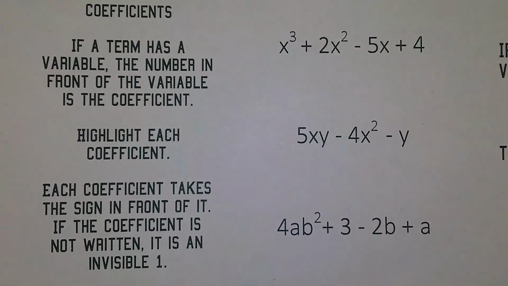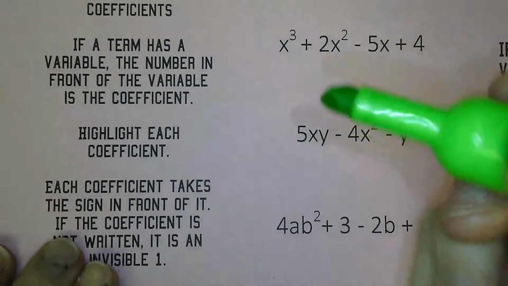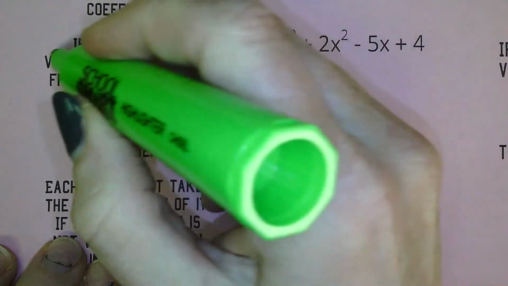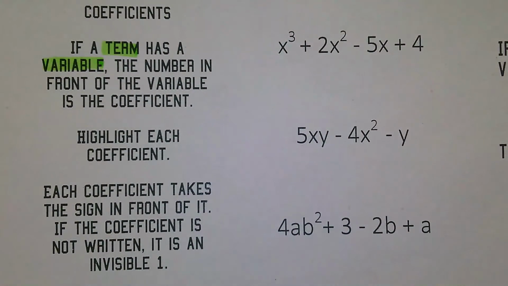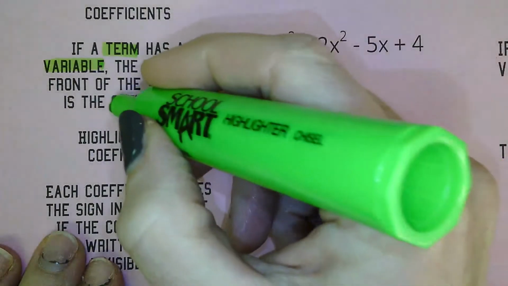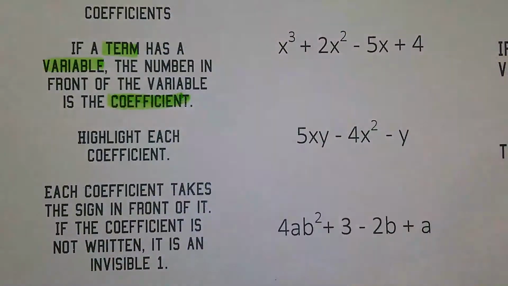Okay, here's our next part. Now that we've covered terms, we're going to go through coefficients. A coefficient is going to be part of a term, and the term has to have a variable. The number in front of the variable is the coefficient. So the number and the letter together are the coefficient and variable together. The number is just the coefficient.